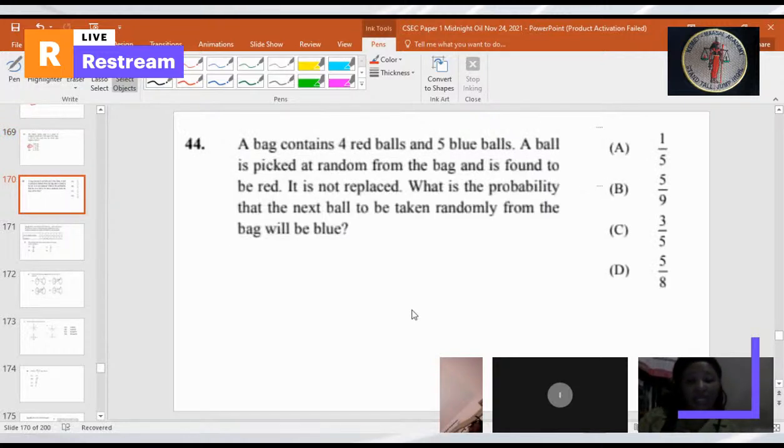A bag contains 4 red balls and 5 blue balls. A ball is picked at random from the bag and is found to be red. It is not replaced. What is the probability that the next ball to be taken randomly from the bag will be blue? So a bag contains 4 red balls and 5 blue balls. A ball is picked at random and found to be red, and it is not replaced. What is the probability that the next ball will be blue?